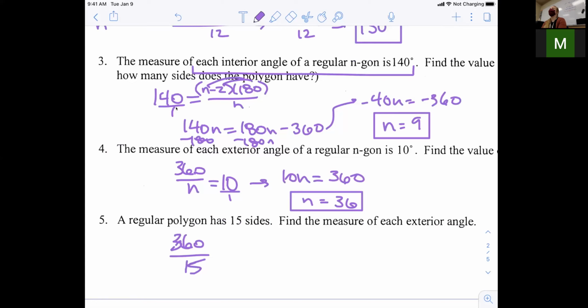We have to remember that to get one exterior angle, we have to divide by how many angles there are. So the whole total is 360. We have to divide that by 15 to get exactly how much each one is. And I believe that is 24.